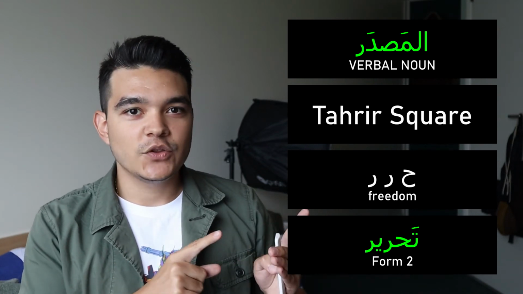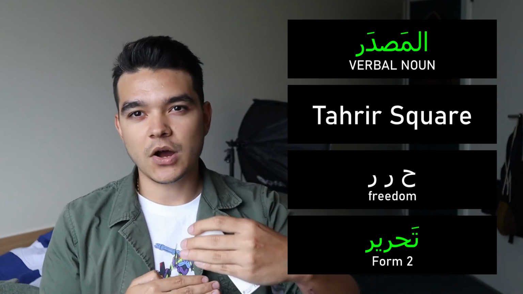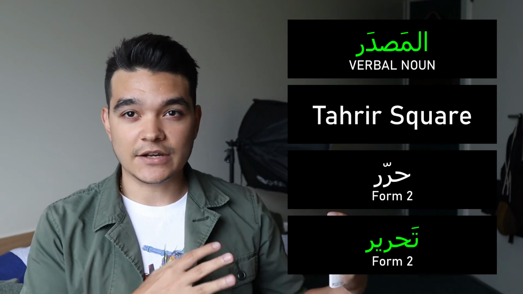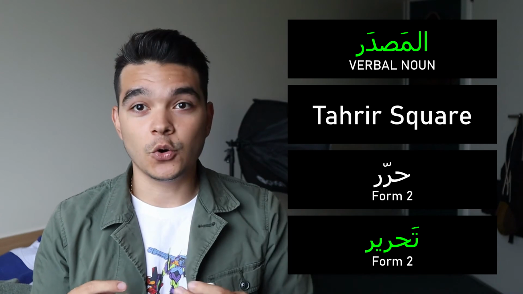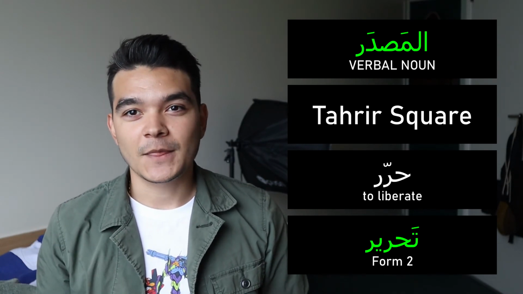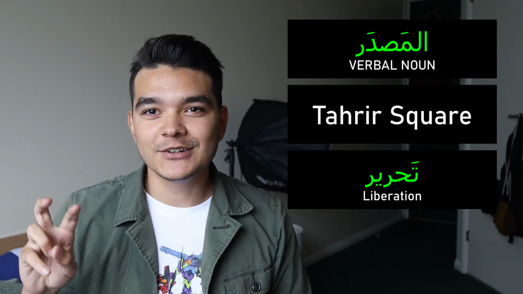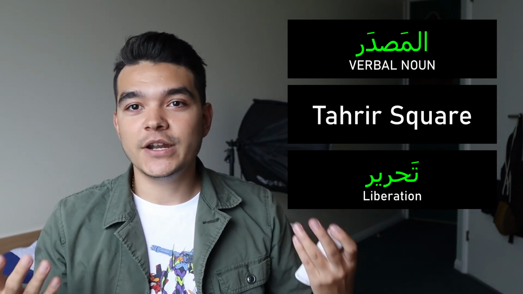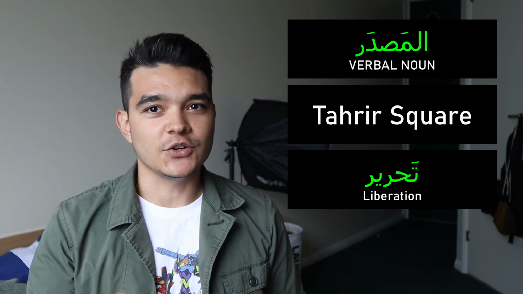And because I know that a form two verb generally involves carrying out an action upon something else, I knew that the verb harrara, so that would be the actual form two verb, must mean like to make something free or to liberate. So what could the masdar of to liberate mean? Well, liberation. So in one fell swoop, I basically knew that Tahrir Square is actually, of course, tahrir, and it means Liberation Square. And I knew that just by looking at the word, and written in English, no less.